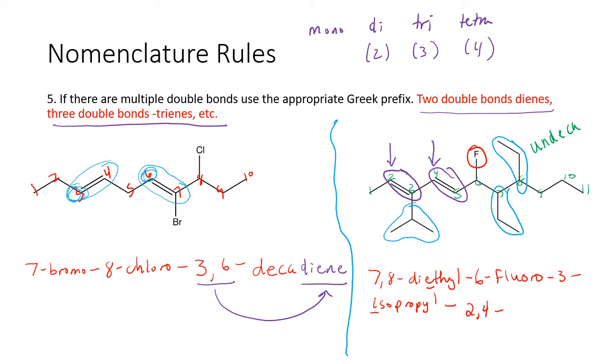And then we've got undeca, that was our 11 carbons in the parent chain. And then our ending is going to be diene. So 2 and 4 for our diene.